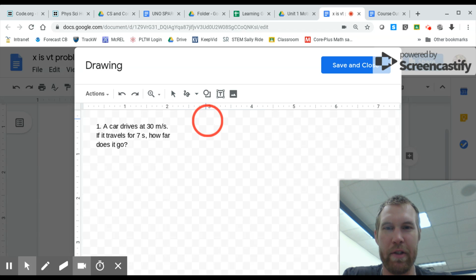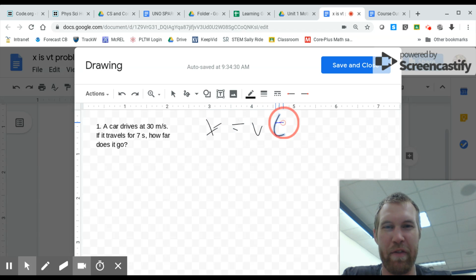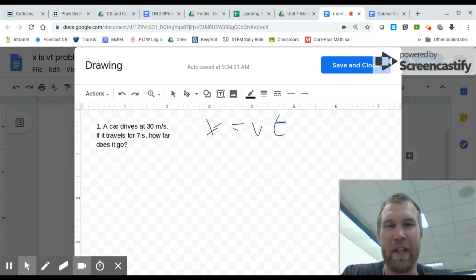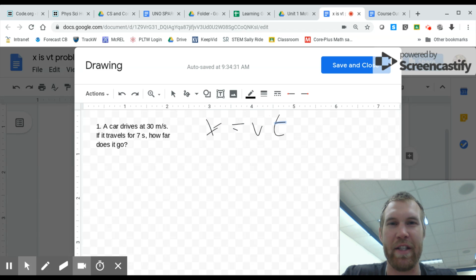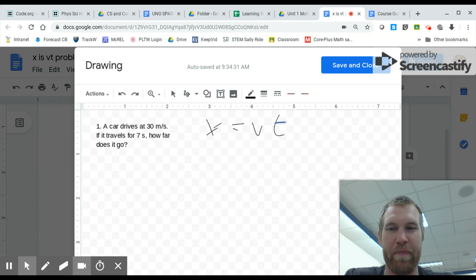I'm going to write that here the best I can. x equals vt. Feel free to make fun of me and laugh at me later for that terrible x. So x equals vt, that means the distance is equal to the velocity, or speed, multiplied by the time.